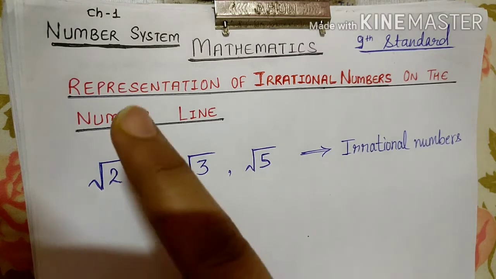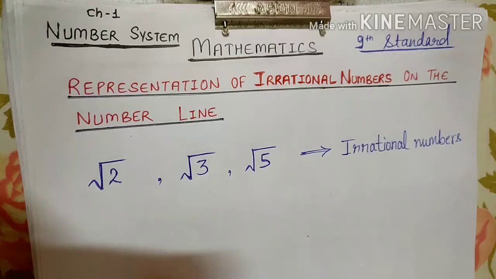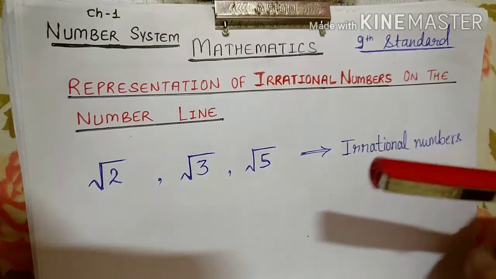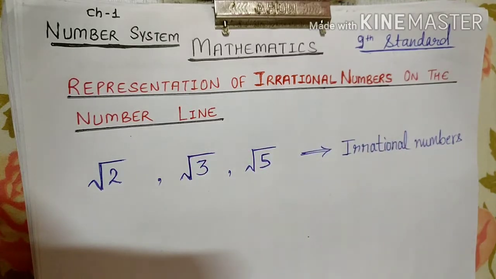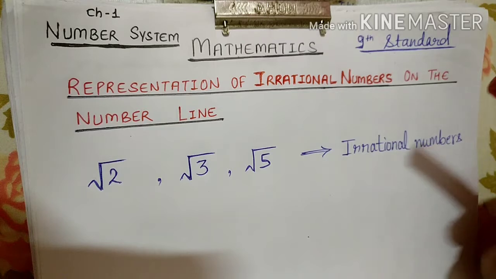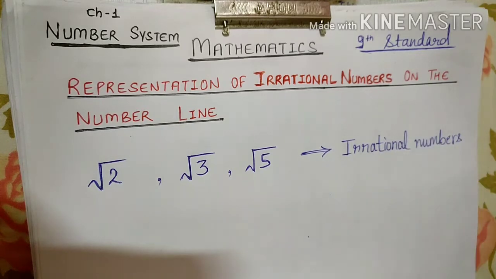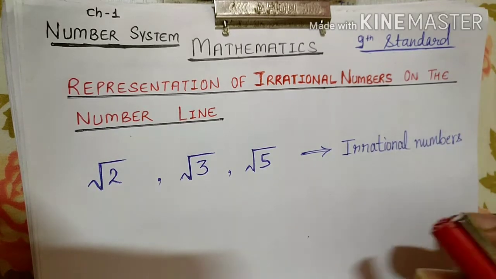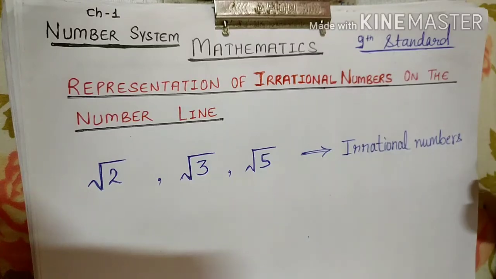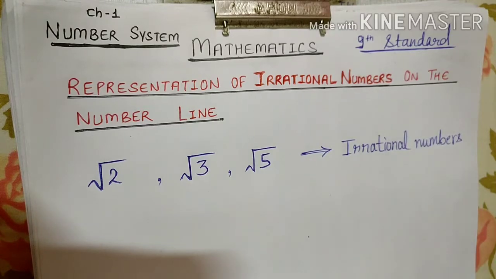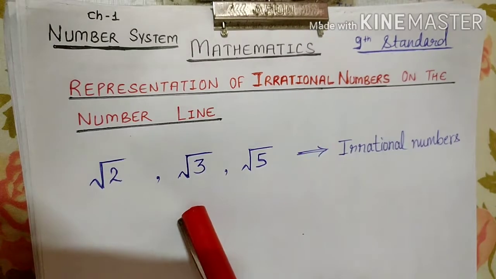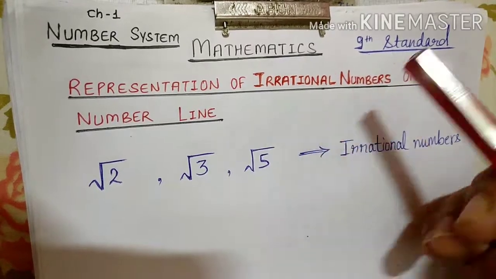So, students, we are doing chapter number 1, that is number system. Under this, we are going to learn about representation of irrational numbers on the number line. In our previous video, we learned what irrational numbers are, with many examples, which numbers are called irrational numbers, and the properties of irrational numbers. If you have not watched that video, you can go back and watch it first. Now, first we will check how to represent these irrational numbers on the number line.